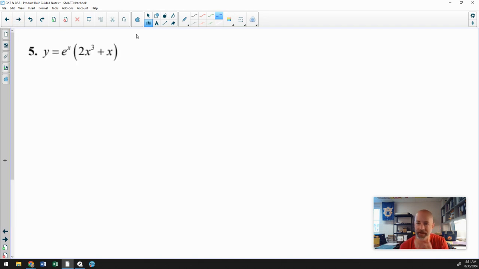Okay, so let's look at number 5, and I think this is the last one. We have e to the x times 2x cubed plus e to the x plus x. And there's nothing you can do to avoid the product rule here. Don't write this down. I'm going to erase this. Well, I guess I'll just put an x through it.